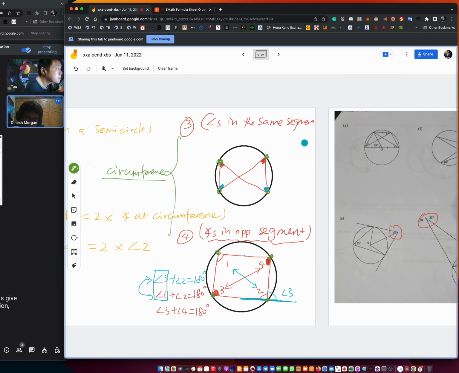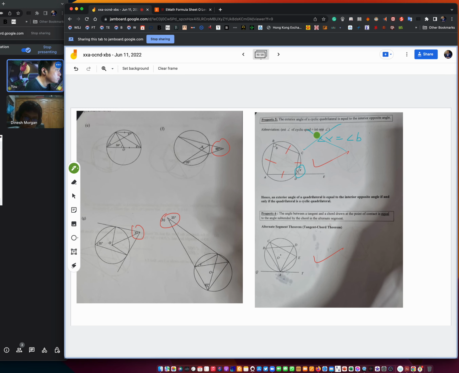So this property 5 we don't have to remember, because it's our rule number 4. Then the alternate segment theorem, I think this one is very interesting. If I'm not wrong, this angle here is equal to this angle, but how come your book never says anything?